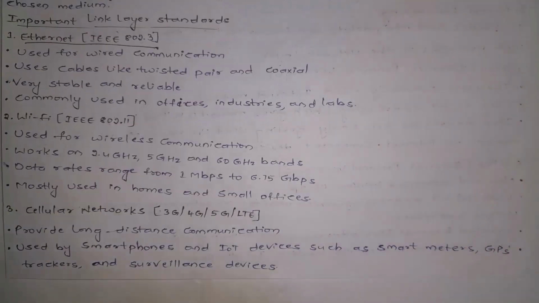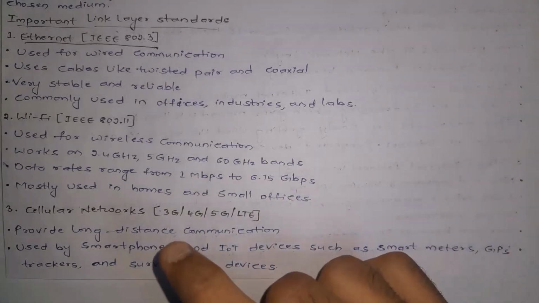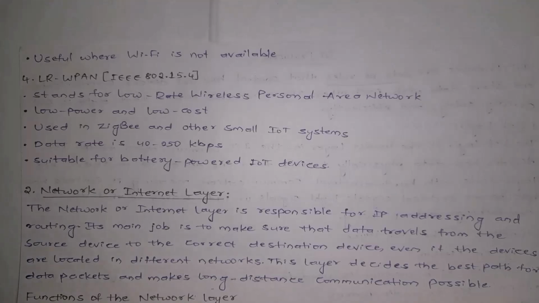And the third one, cellular networks like 3G, 4G, 5G, etc. Cellular networks provide long distance communication. And we use cellular networks in smartphones and IoT devices such as smart meters, GPS trackers, surveillance devices, etc. And we use cellular networks where Wi-Fi is not available.